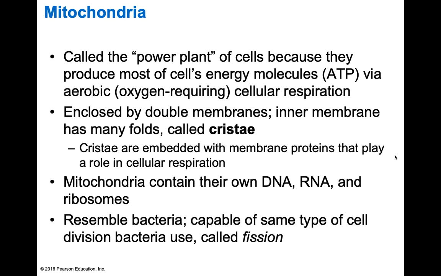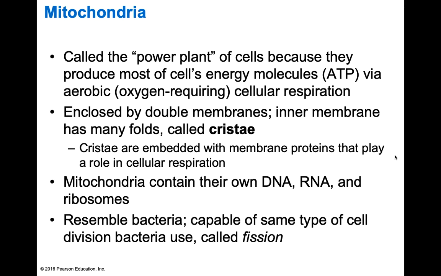Our mitochondria are enclosed by double membranes. We have an inner membrane that has a lot of folds. These are called cristae. They're embedded with different membrane proteins that are going to help with cellular respiration, which we'll actually talk about in our next unit. Mitochondria are actually pretty cool because they have their own DNA and RNA, as well as ribosomes. And this is where our endosymbiotic theory comes from, that the mitochondria and chloroplasts were once their own organisms. So they were once their own cells, and then they were just engulfed by these larger cells that they were living in, endosymbiosis, essentially.